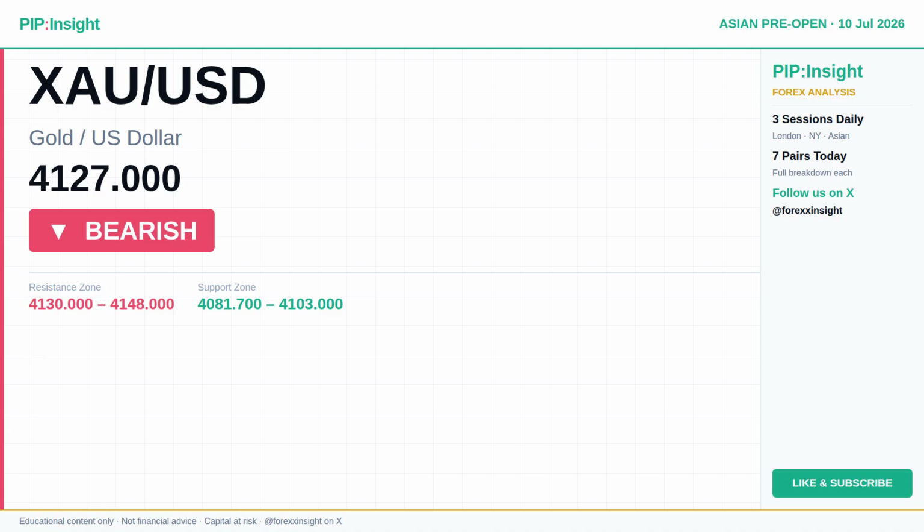On the fundamental side, today's calendar is light for gold. The Fed monetary policy report drops at 11 o'clock London time, but it's rated low impact. No major catalyst expected, which could mean the technical structure dominates price behavior through the Asian session. Watch for $4,130 on the upside and $4,096 on the downside. Those are your levels into the open.